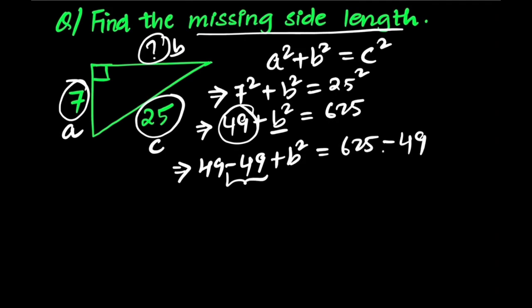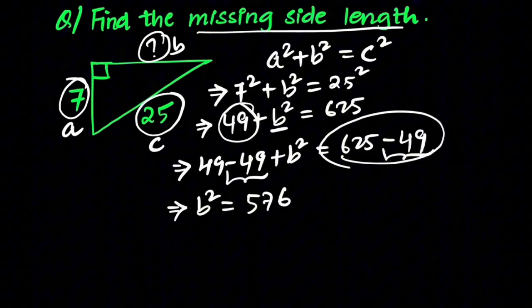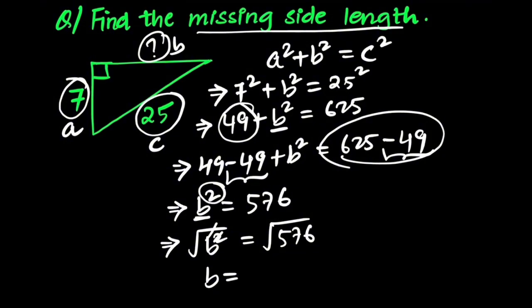So we are subtracting 49 on both sides of the equation, which gives us B squared equals 625 minus 49 equals 576. Since we are just finding the value of b, remove this exponent 2 by taking the square root on both sides of the equation. So the square root of b squared equals the square root of 576. Exponent 2 and square root cancel out, which gives us b equals the square root of 576 equals 24. So this side length is 24.